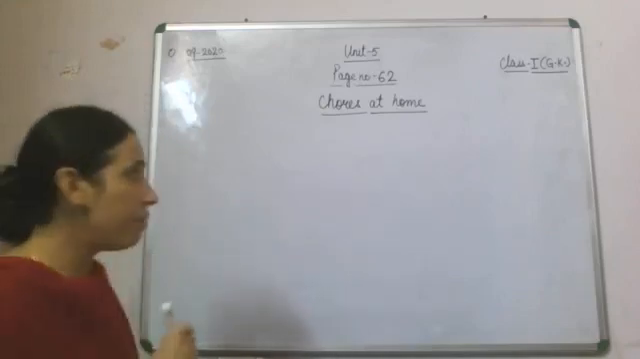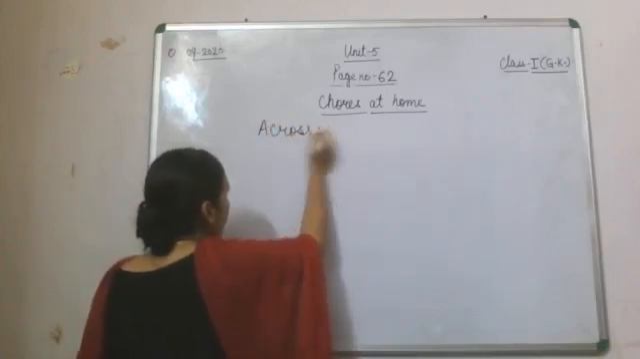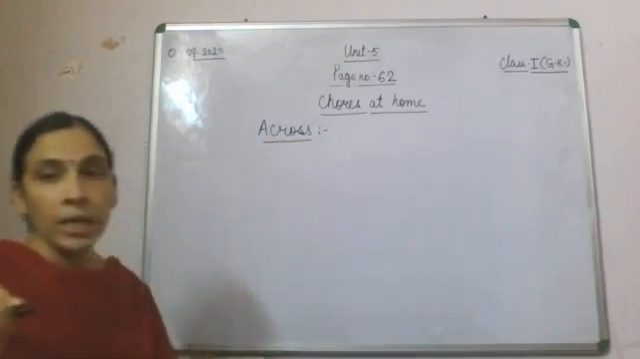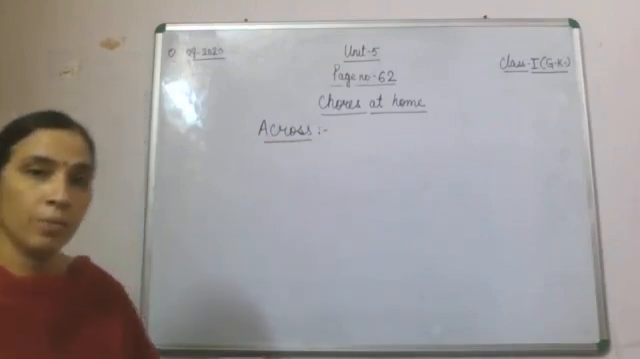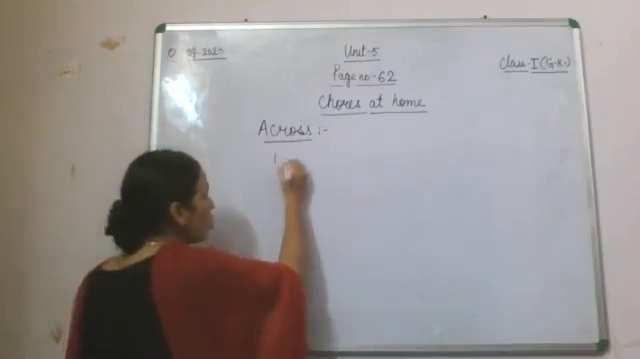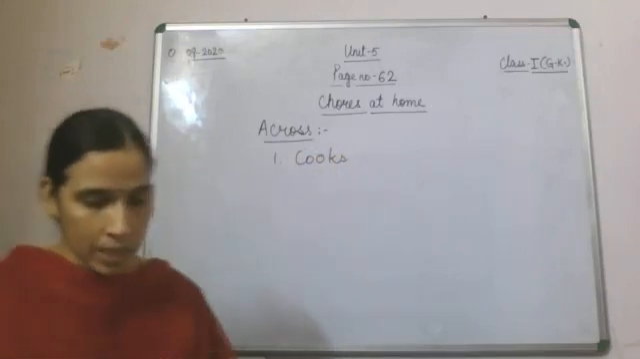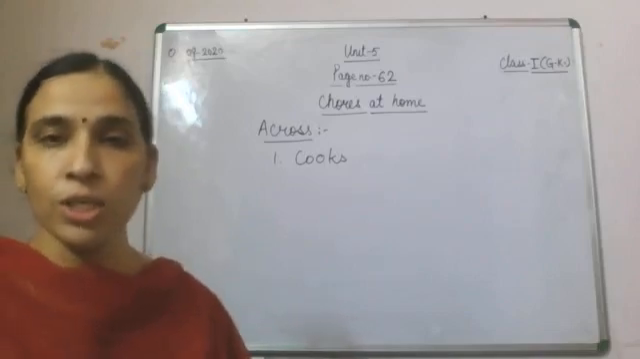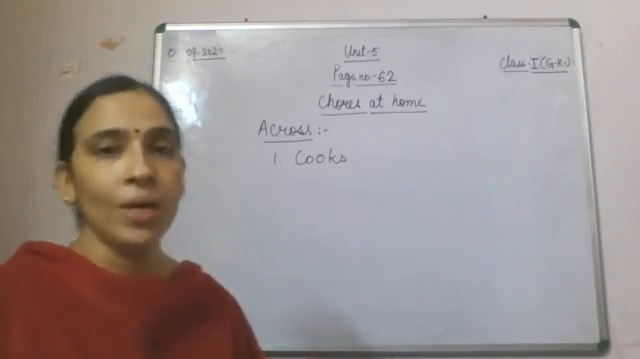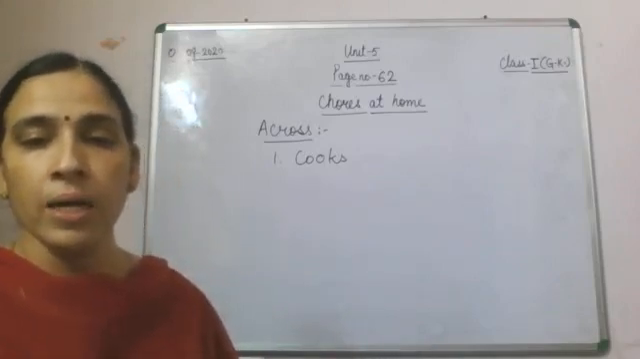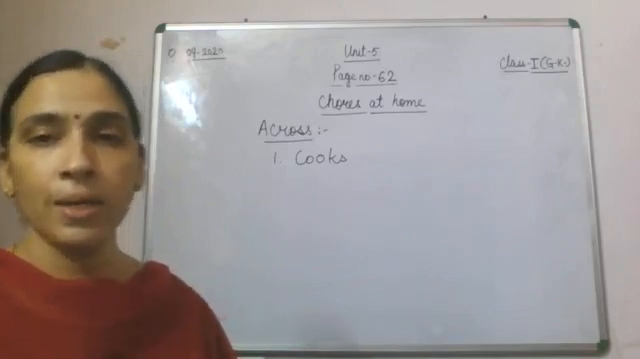First of all we'll find across one. First we will write the answers of across. Now across one is: mother usually dash the meal. What does your mother do? Yes, your mother cooks the meal. So COOKS, cooks the meal. You will write this in that blank. Now number 2: every morning Suzanne dash the plants.